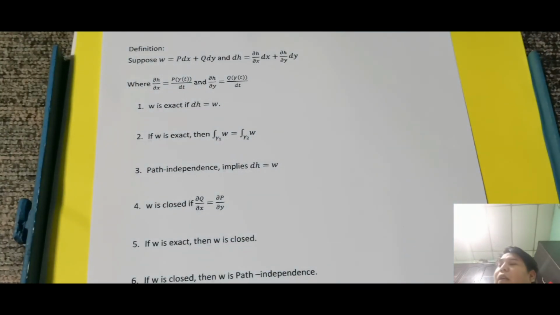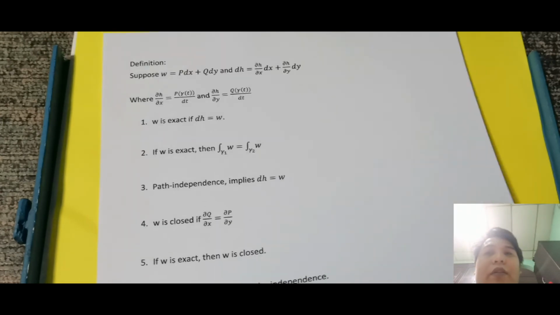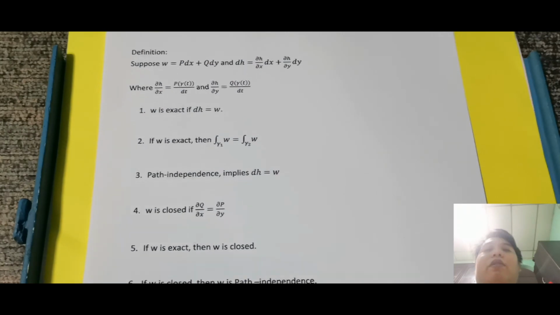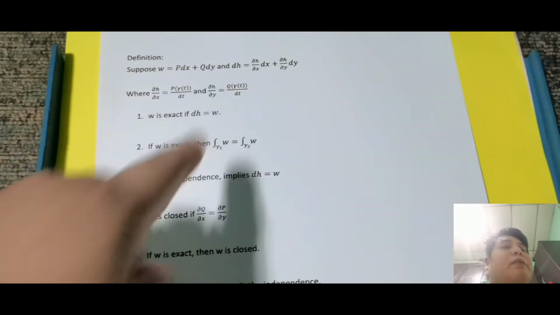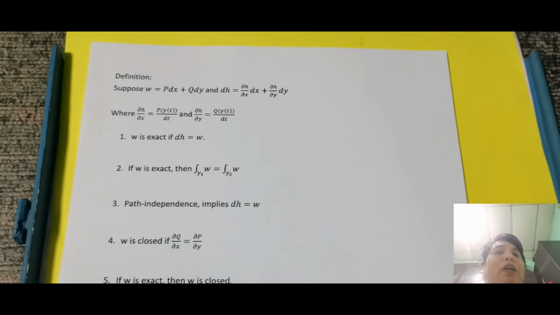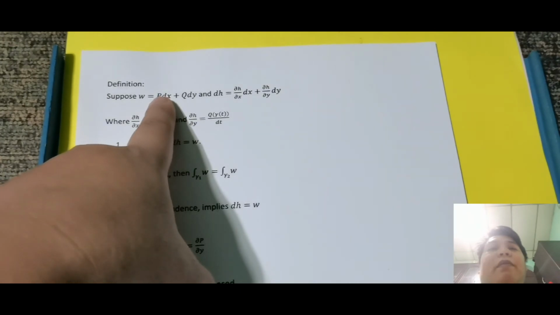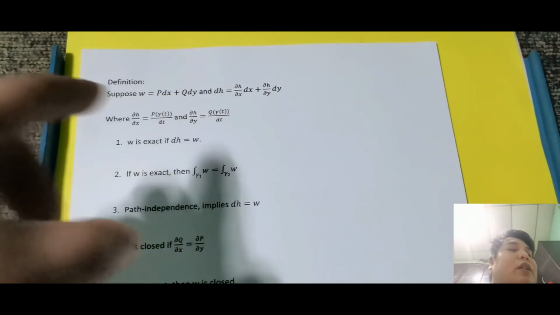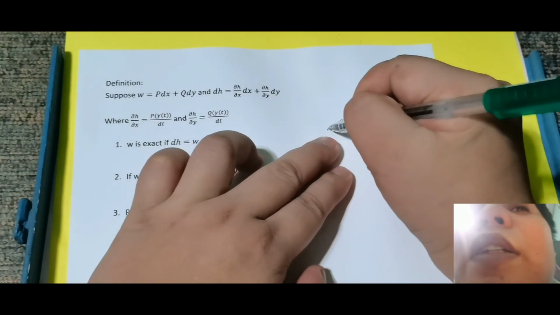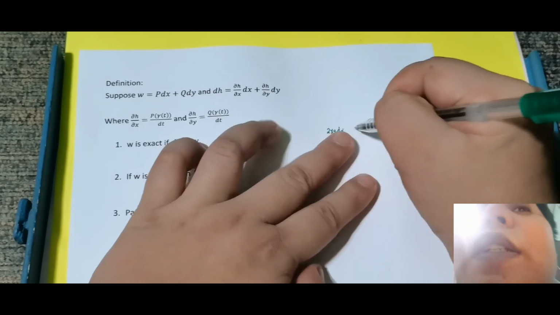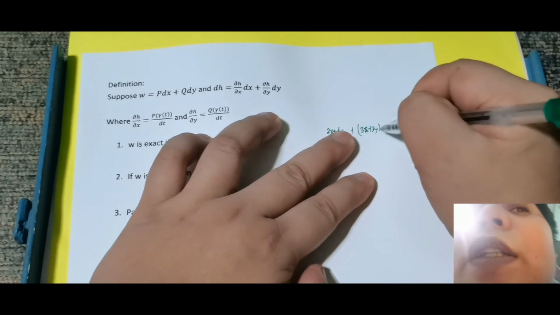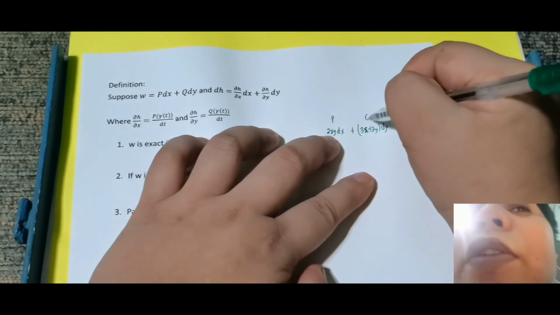Ngayon, number 1, meron tayong mga tinatawag na properties ni PDX plus QDY. Nasa advanced calculus, nasa calculus kasi to. Okay, so number 1, W is exact. So, yung PDX plus QDY is exact if DH is equal to W. So, anong gagawin? Meron kang given na P, kunwari, X, Y. So, for example, yung P natin, kunwari, 2XY dx plus 3x plus 3y dy. Okay, ito yung P, ito yung Q.